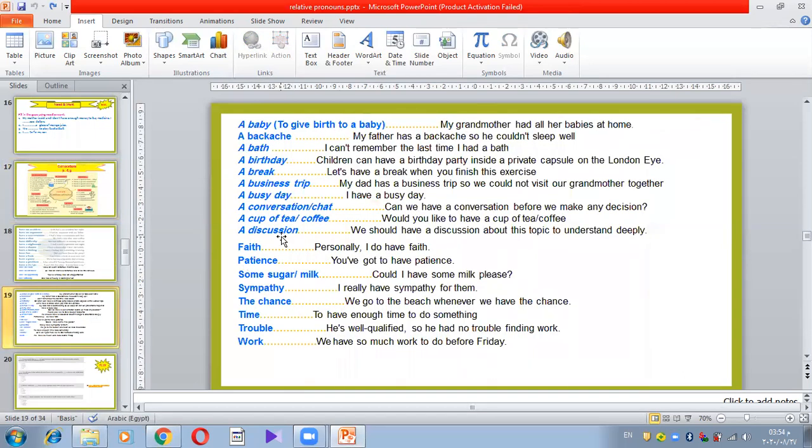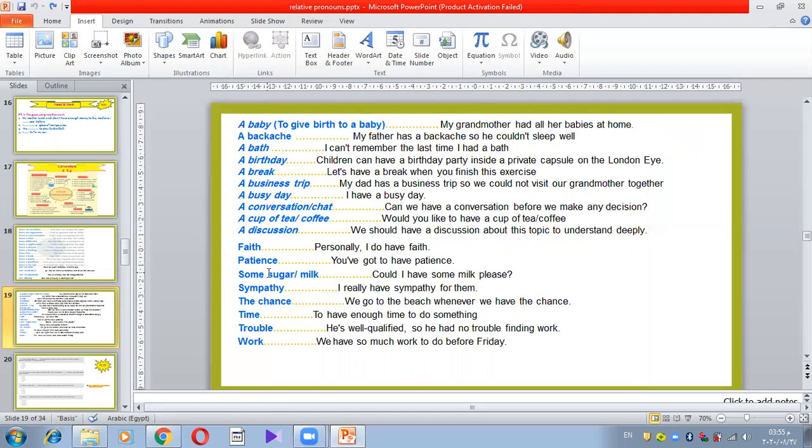Discussion. We should have a discussion about this topic to understand deeply. Discussion means talking together. Faith. What is meant by faith? Believing in Allah. Personally, I do have faith that you believe in Allah. Patience. Patience means you are not in a hurry. You can wait. You've got to have patience.